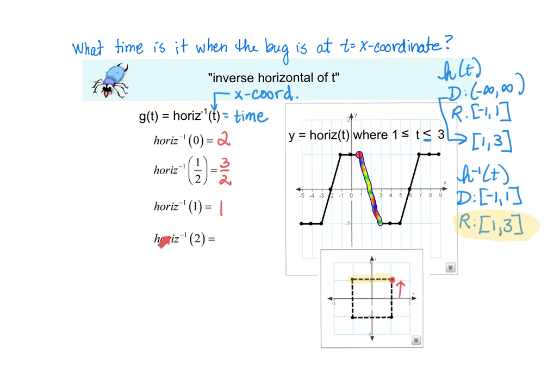Then I want to find inverse horizontal of 2. So we have to say, where's the bug when the x coordinate's 2 along this path? Answer, it never is 2. The highest that x value can be is 1. So this is undefined.